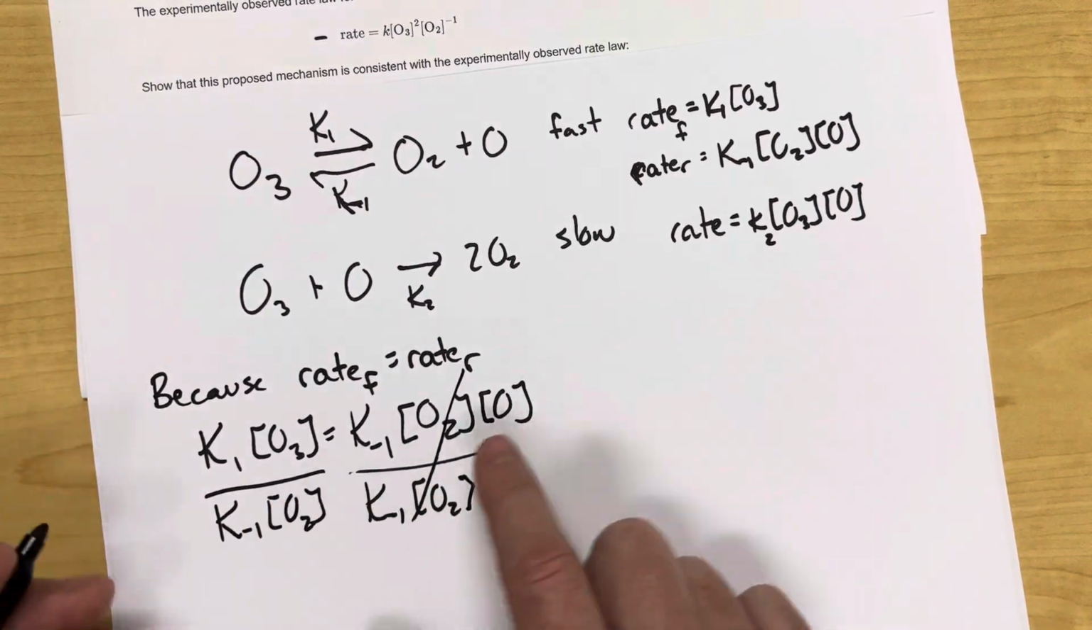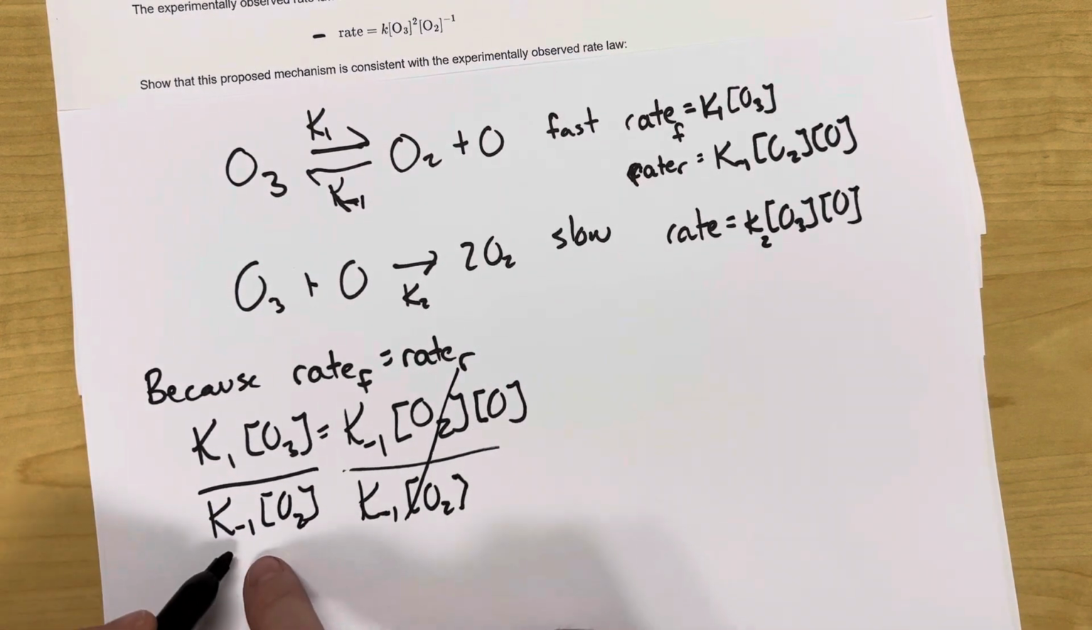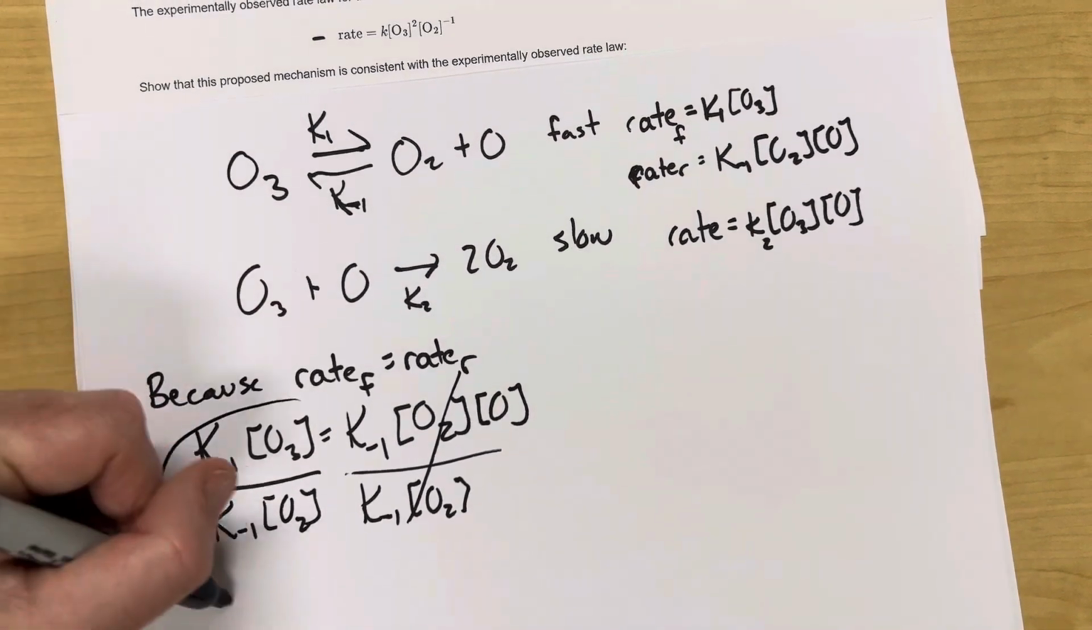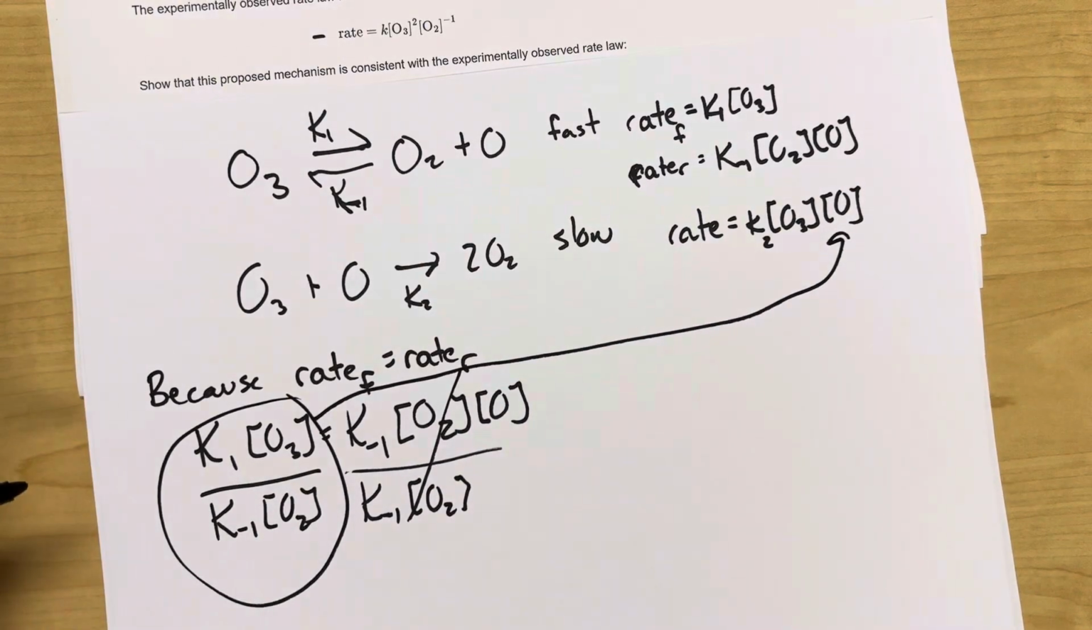And that gets O alone. In other words, O is equal to K1 O3 divided by K reverse O2. All right, so this whole thing is equal to my O, and I can replace it back up there. So let's do that.